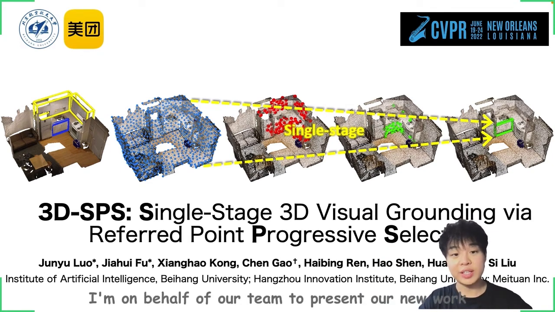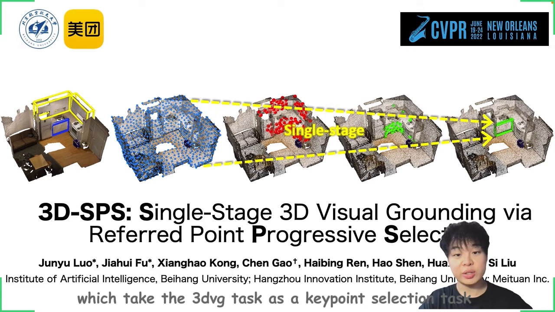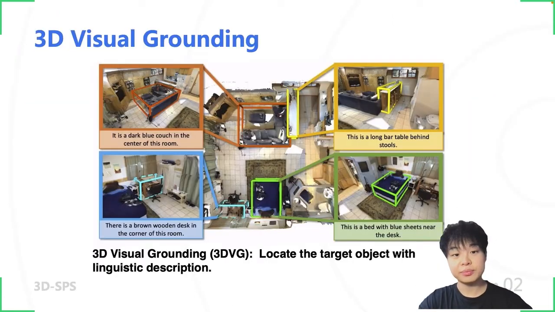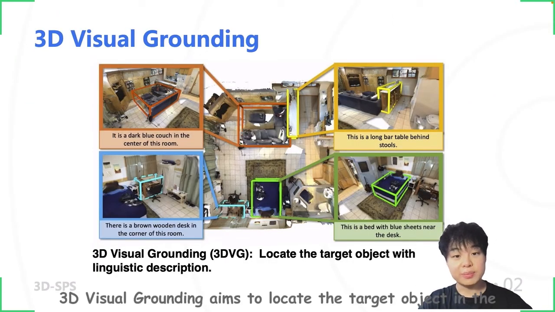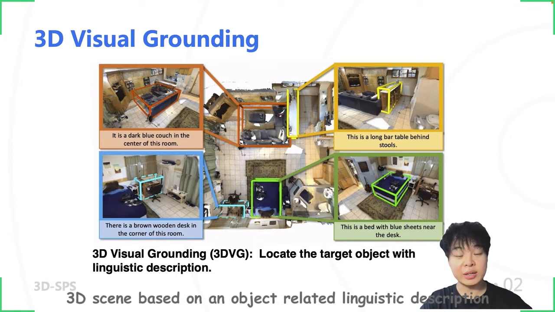I'm on behalf of our team to present our new work in 3D visual grounding. Our work, named 3D SPS, takes the 3D visual grounding task as a key point selection task and proposes a single-stage point progressive selection approach. 3D visual grounding aims to locate the target object in the 3D scene based on an object-related linguistic description.